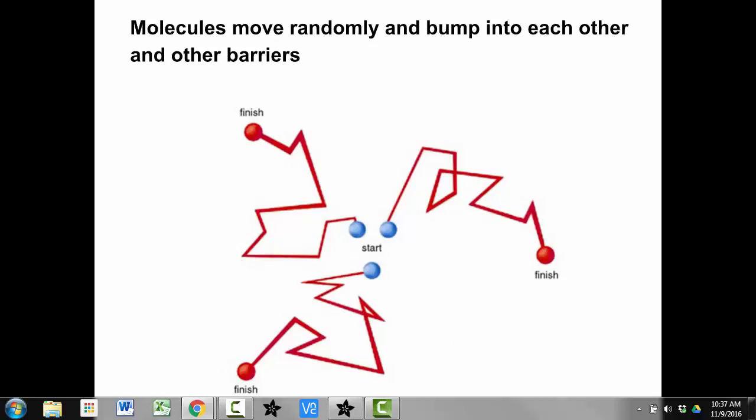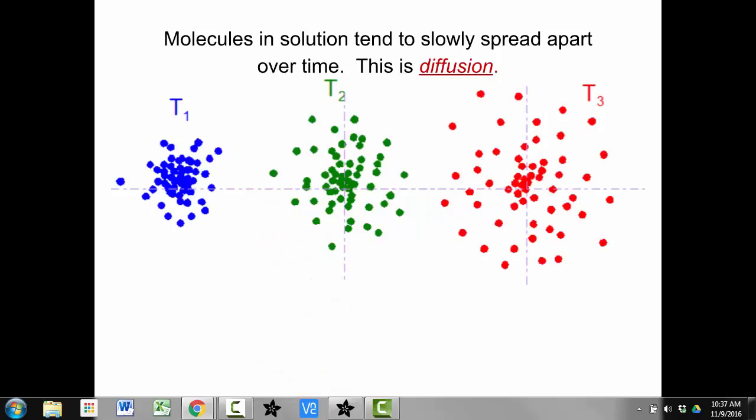And this is because molecules just move randomly. Okay? They bump into each other and eventually spread out. So here again, we see an example. These molecules are diffusing over time from a crowded area to a less crowded area.